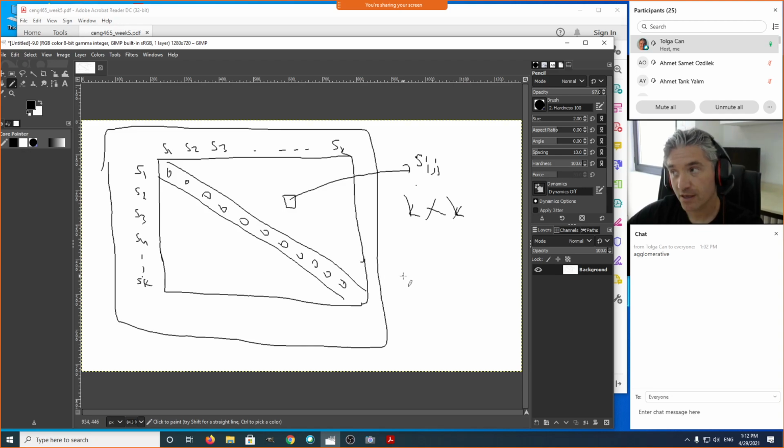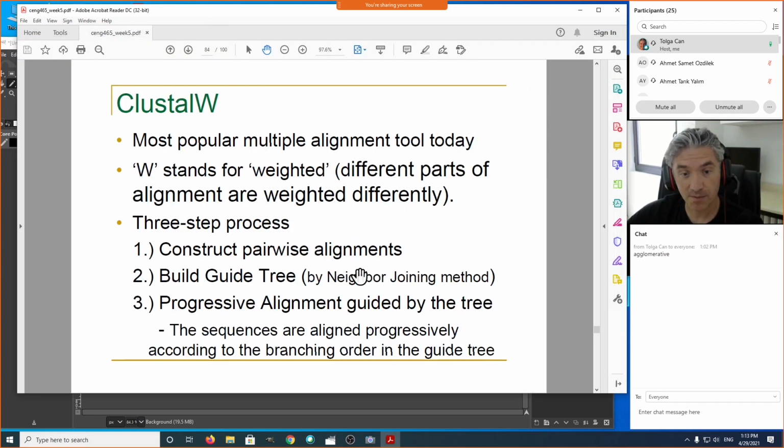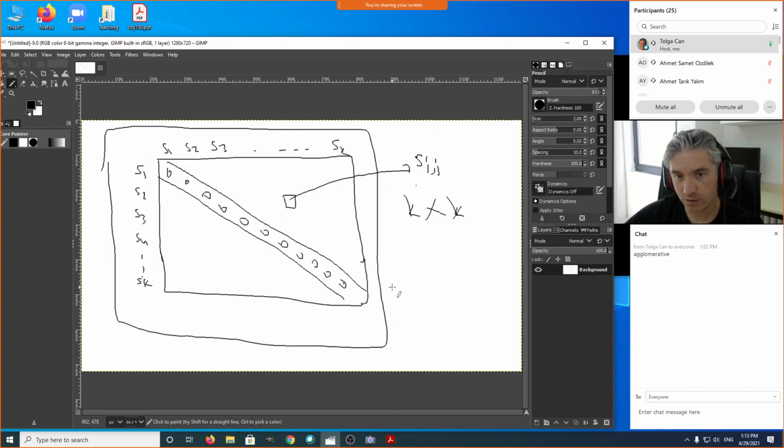So what we are going to do is use this matrix, and in Clustal W, they use the neighbor joining method to build a tree. This is what we are going to see after the midterm. We are going to start this new problem. It's a very nice computational problem, and actually in the first week's lecture, where I gave a sample lecture, I talked about one of these algorithms which uses the additive distance matrix.